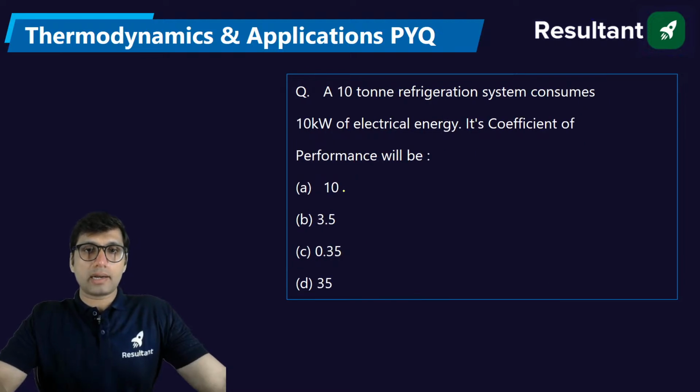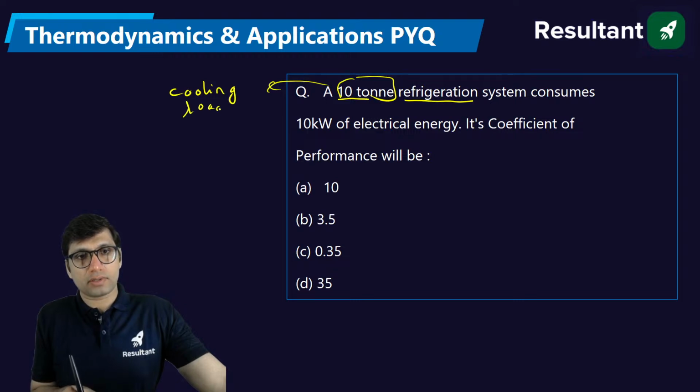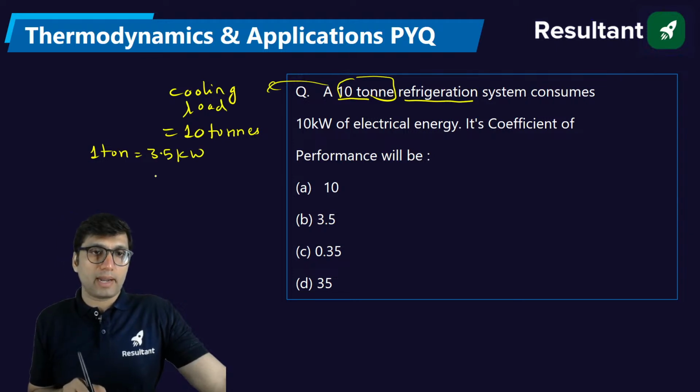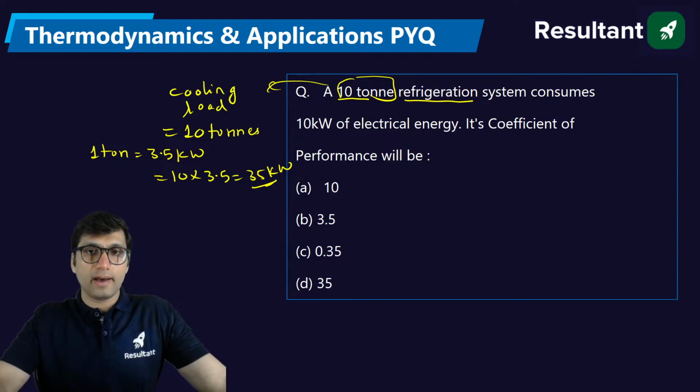Next, a 10-ton refrigeration system consumes 10 kilowatt of electrical energy. Its coefficient of performance will be. The refrigeration system we have is of 10-ton capacity. That means how much cooling effect we are going to get. The cooling load of this refrigeration system is equal to 10 tons. What is the value of 1 ton? 1 ton is equal to 3.5 kilowatt. If you multiply it by 10, you will get 35 kilowatt. This is the total amount of cooling we can get from the refrigeration system.